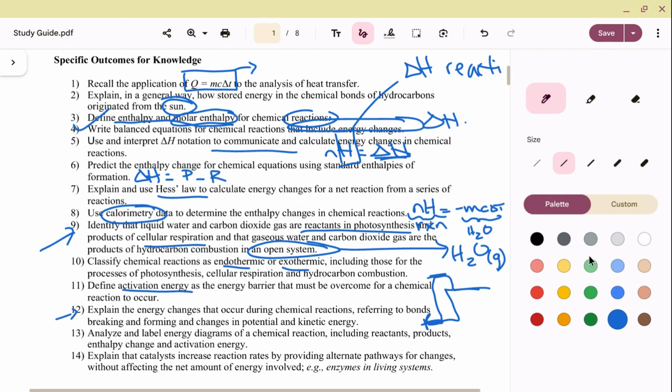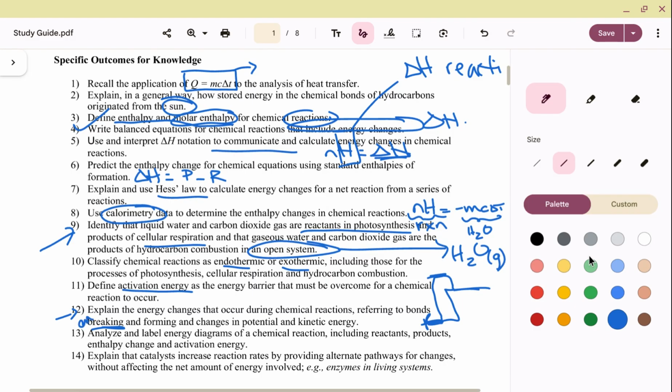Number 12 here, being able to understand in chemical reactions, breaking and forming bonds and how that changes potential and kinetic energy. So if you break bonds, breaking of the bonds, you must put energy in. A bond's just not going to break on its own.